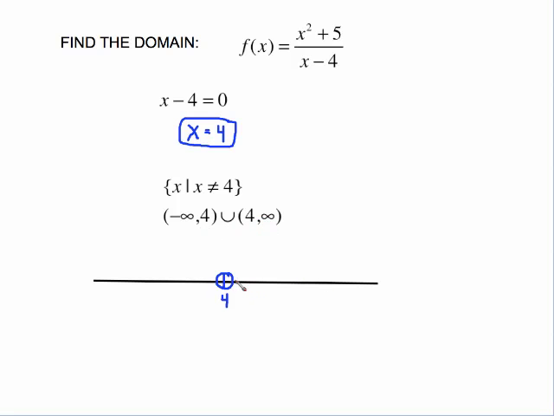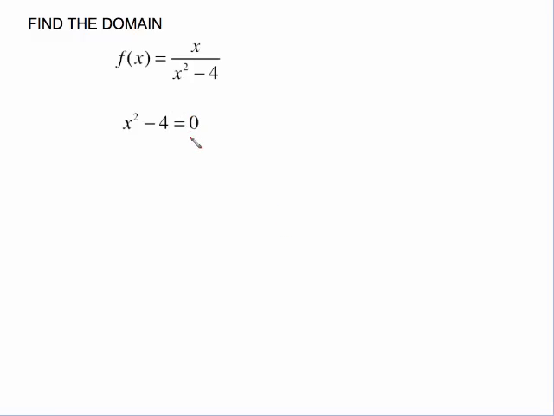Here's a number line. This is showing that 4 itself is being excluded. So our domain is all of this stuff leading up to 4, and that is this portion, negative infinity to 4 with a curved parenthesis because 4 itself is not included. And then it stops because there's a hole, and then we pick up again going this direction, and that's our 4 out to positive infinity.